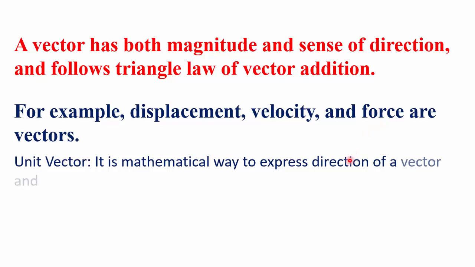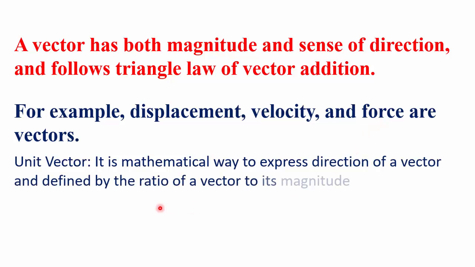Now next, what is a unit vector? A vector is equal to a magnitude into a unit vector. Let us suppose a vector A is equal to the magnitude of A multiplied by the unit vector. Let us try to explain how this happens.